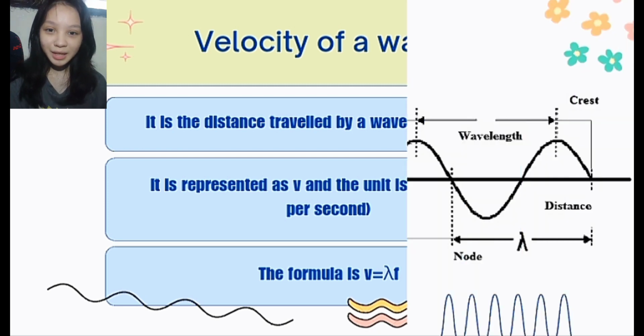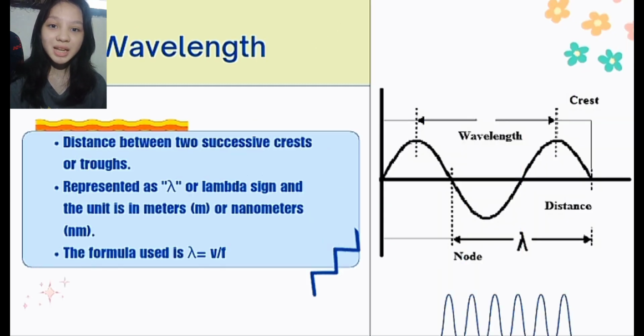Moving on to the wavelength. Wavelength is the distance between two successive crests or troughs. It is represented by a lambda sign and the unit is in meters or nanometers, but we will use this in meters. The formula to get the wavelength is equal to velocity divided by frequency. As represented in the picture, that is what a wavelength looks like.